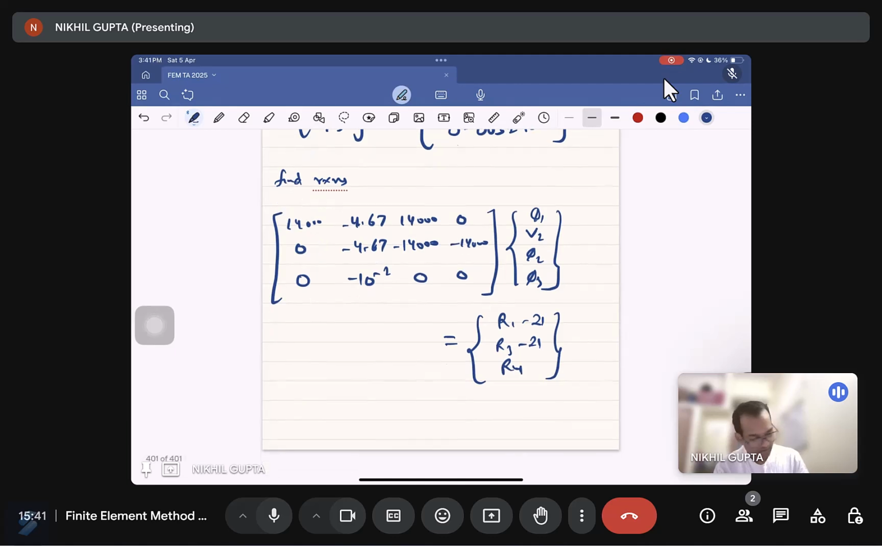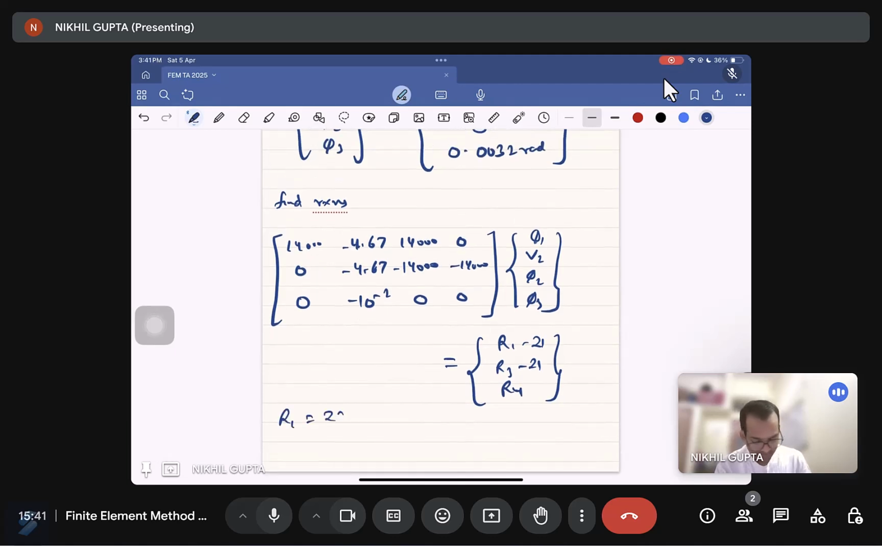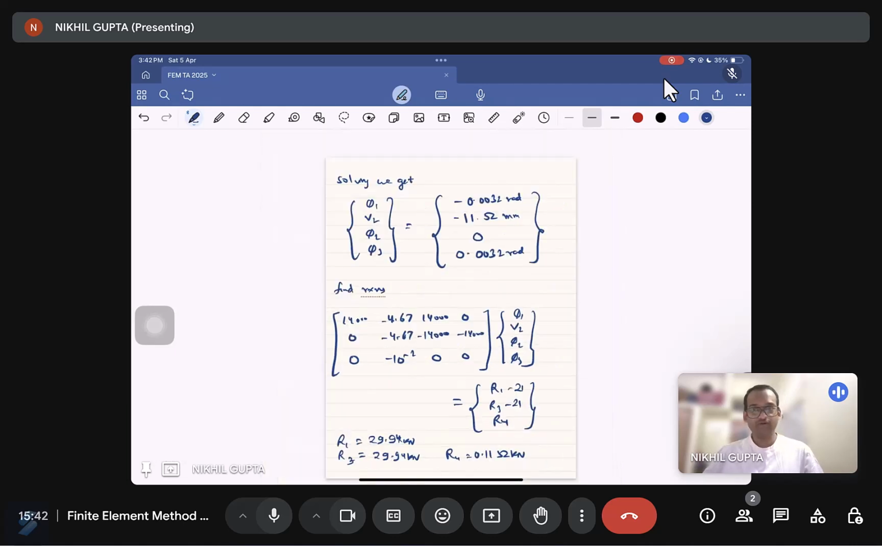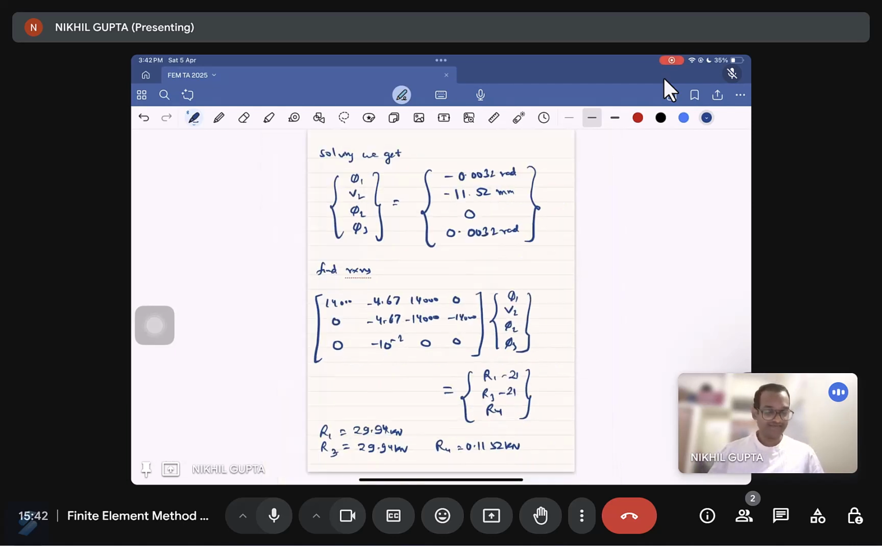So simply when you solve it, you will get R1 as 29.94 kilonewton. This is just the system of linear equations you are solving. So R3 will be 29.94, this also, and R4 will come as 0.1152 kilonewton. Okay, so you have got the reactions as well. So all these values were asked in the question. So what we have done, we have solved a full beam problem using FEM.